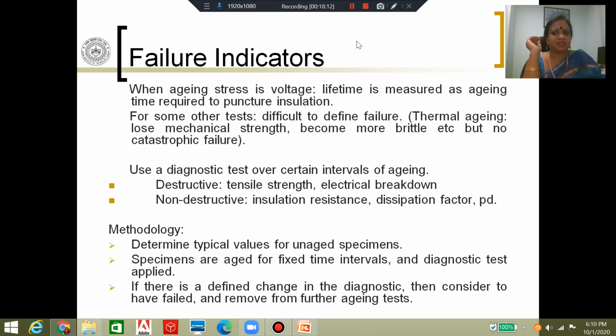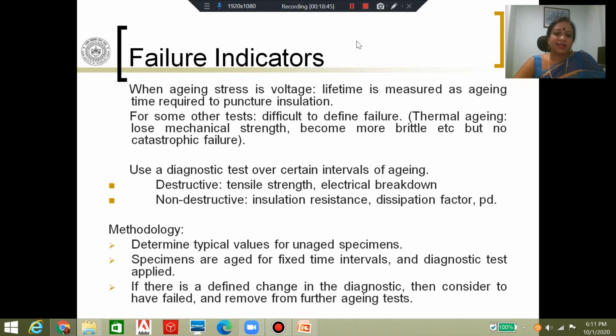So this is easy. This is kind of a pass-fail criterion, which is easy to work with. However, there might be other tests where it is very difficult to define failure. There may not be such kind of catastrophic failure. And in that case, we have to determine what are called failure indicators. For example, if you have thermal aging, the consequence may not be that it actually burns, but there may be a loss in mechanical strength. The material may become more brittle, but there may not be any catastrophic failure.